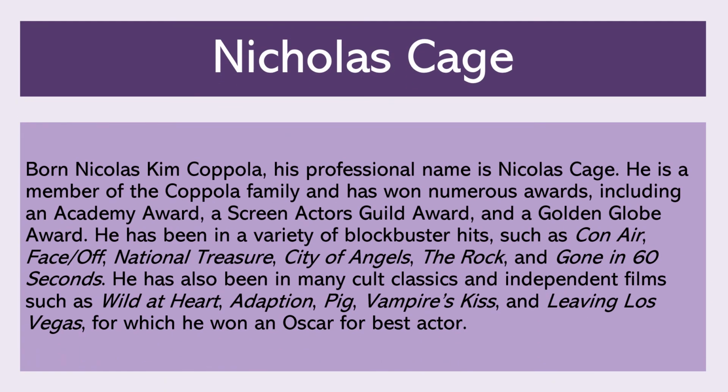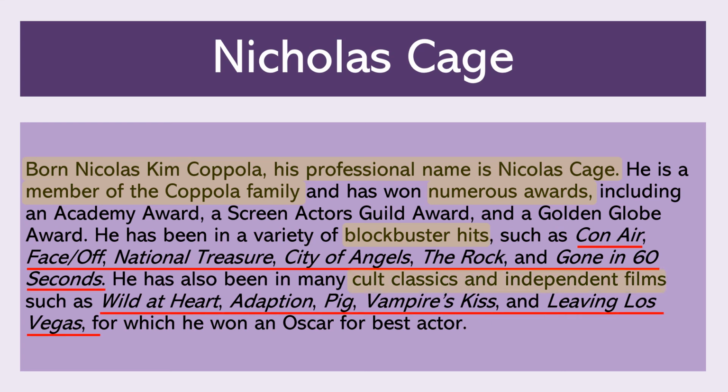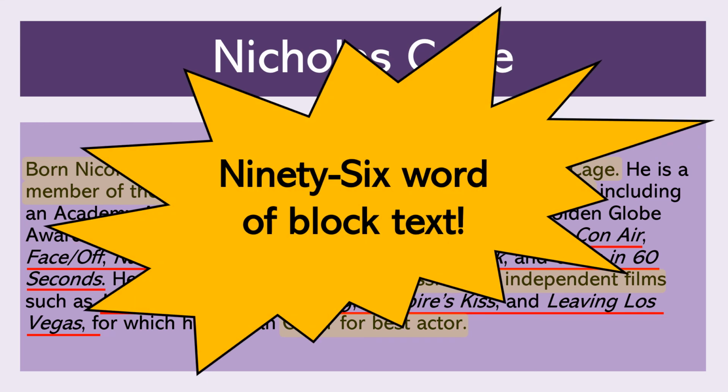Here's a big don't. We got a biography on Nicolas Cage. Born Nicolas Coppola, his professional name, Nicolas Cage. We got some more information. Members of the family, we've got numerous awards, we got blockbuster hits, a whole list of them, and we got the cult classics and independent films and another list, and we even mentioned that he won an award. There are 96 words of block text on this screen. If you put this up here, your audience is not going to be engaged. So we need to know how to frame this kind of information in an engaging way.